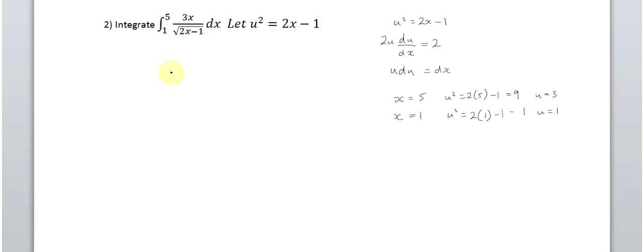So let's stick that lot in and see where it takes us. So first of all, we've got our new limits between 1 and 3. We've got nothing for the 3x at the moment. On the bottom, well, u squared is that, so this bit here is the square root of u squared. And the dx turns into a u du. And take your limits with you everywhere, don't lose them, even when they're trying to disappear.